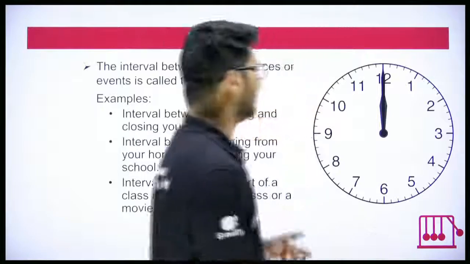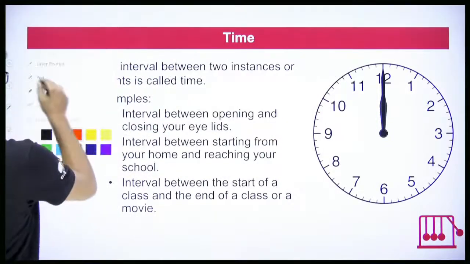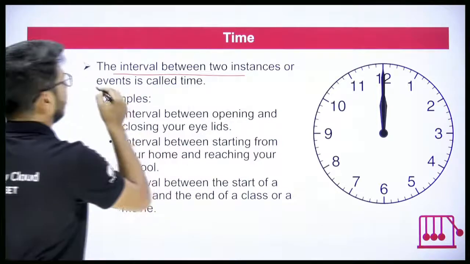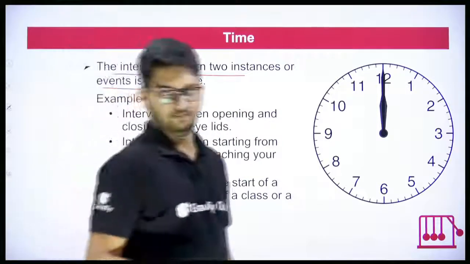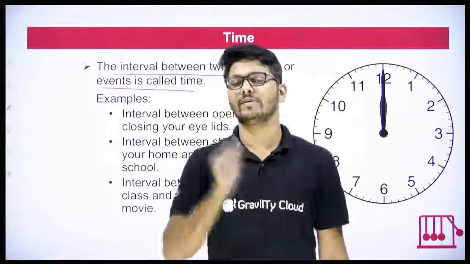So if I ask you, how do you define time? The question is, how do you define time or time interval? How will you answer? Right? So for that we have a very simple definition. The interval between two instances or events is called time. Yes or no? Time taken will be between two events.